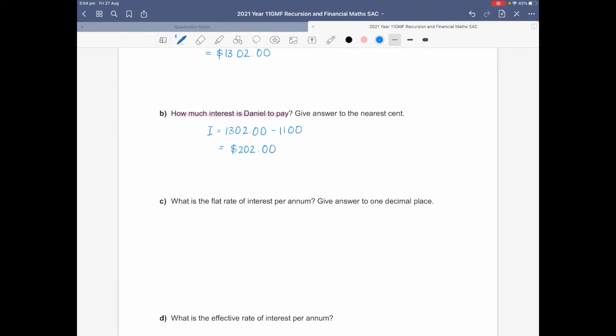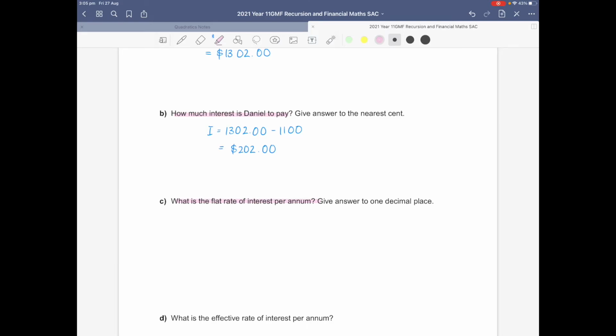Alright, so question C, what is the flat rate of interest per annum? So this question was a little bit more challenging. It does require you to use the time payment agreements formula. I would encourage you to refer back to the formula sheet where possible, because the equation that we needed to use was actually there.